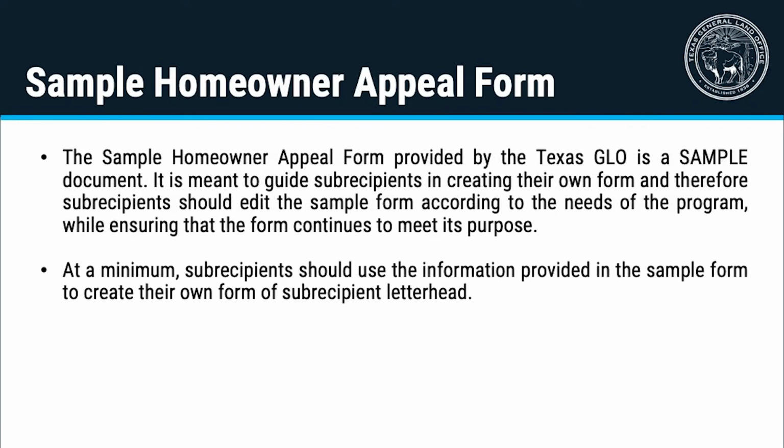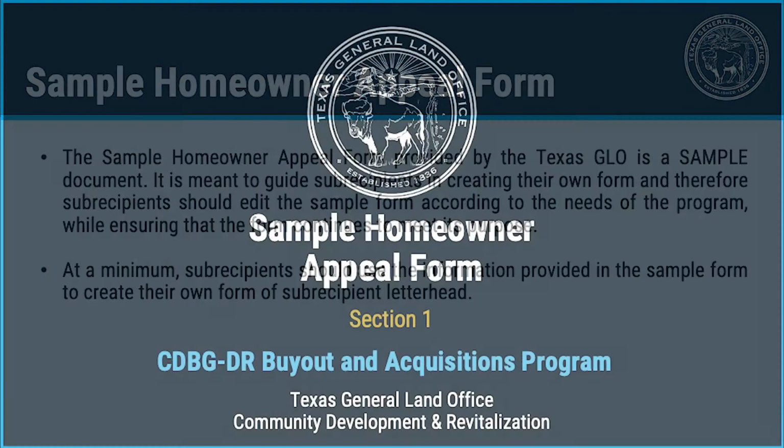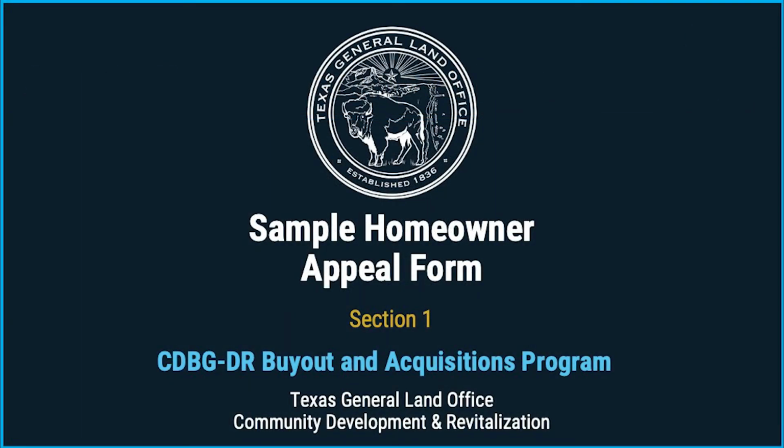The Sample Homeowner Appeal Form provided by the Texas GLO is a sample document. It is meant to guide subrecipients in creating their own form, and therefore, subrecipients should edit the sample form according to the needs of the program, while ensuring that the form continues to meet its purpose. At a minimum, subrecipients should use the information provided in the sample form to create their own form on subrecipient letterhead. For this video, we will use an example of a fictional applicant and location to give a sample of how to complete the form.